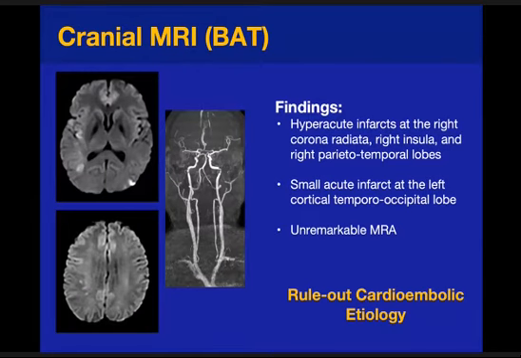So the findings in this patient were hyperacute infarcts of the right corona radiata, the right insula and right parietal temporal lobes. There's a small acute infarct of the left cortical temporal occipital lobe. And the MRA for this patient was unremarkable. Given the distribution of the infarcts, cardioembolic etiology was considered. A point of care echocardiogram was done at the ER.